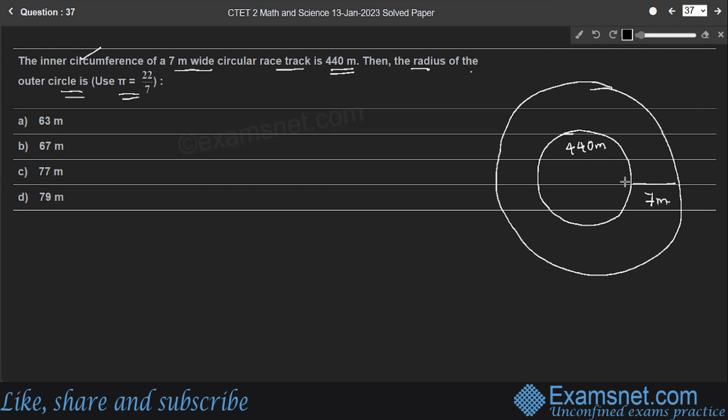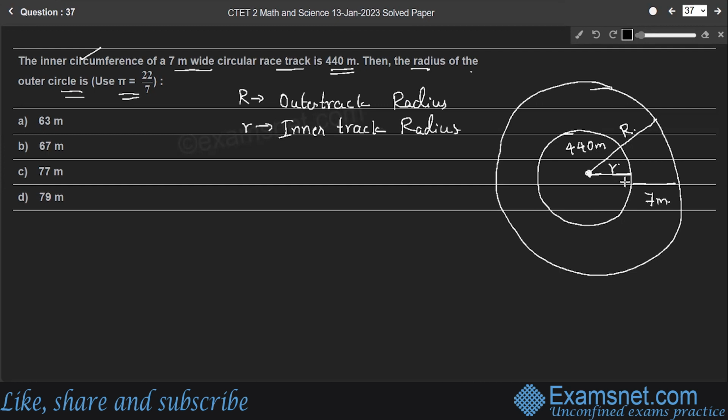So here we need to find radius of the outer circle. So that means from the center to the circumference means radius of the outer track, right? Whereas from the center to the circumference of the inner circle gives radius of the inner track, right? Here R is outer track radius, whereas a small r is inner track radius. So inner track radius plus width of the track, which is 7 meter, gives outer track radius, right? Here outer track radius capital R is equal to small r inner track radius plus width of the track, which is 7 meter, right?